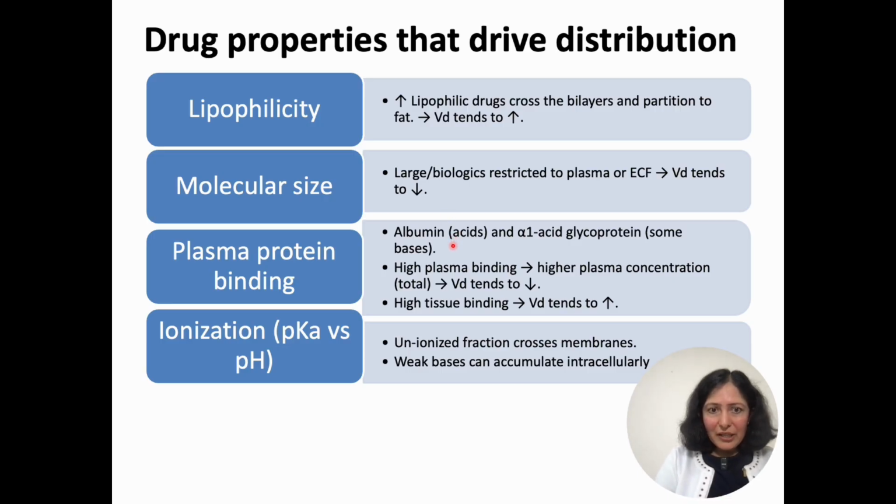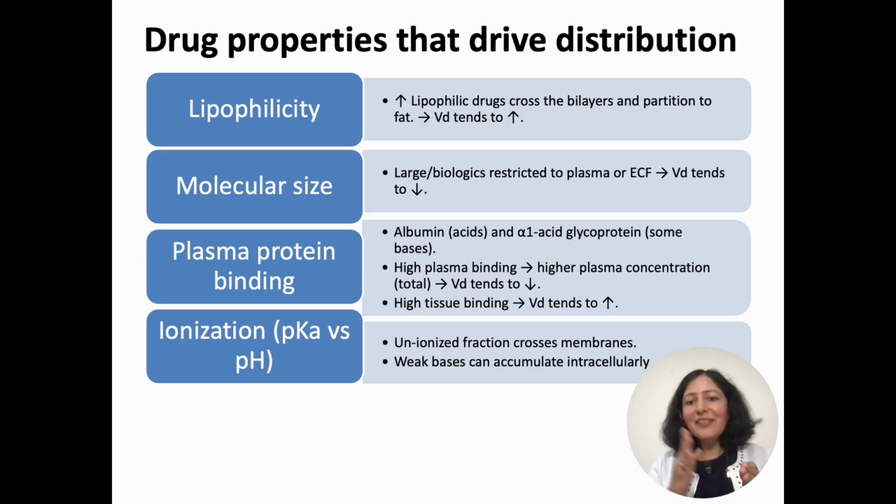Albumin. If the drug has a high tendency to bind to plasma proteins such as albumin, it tends to be restricted more in the plasma and volume of distribution would be low. If the tissue has high tissue binding capacity, then the volume of distribution would be higher. Unionized, that is uncharged fractions, cross the membrane more easily, and weak bases also accumulate intracellularly. Please note that it's not just one factor, it's a combination of many factors that influence drug distribution.